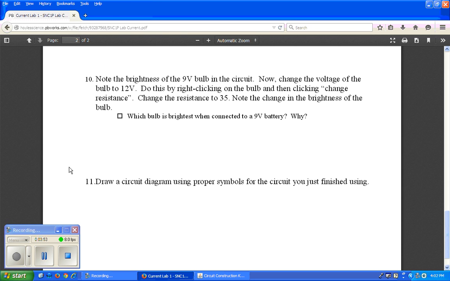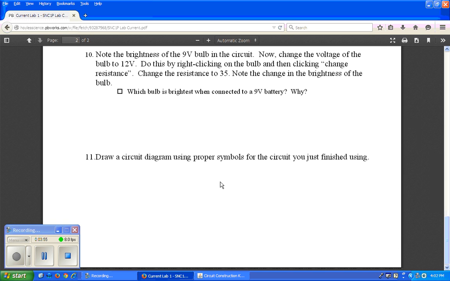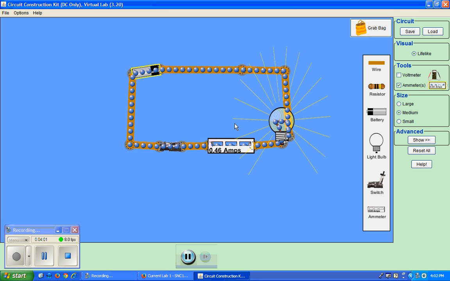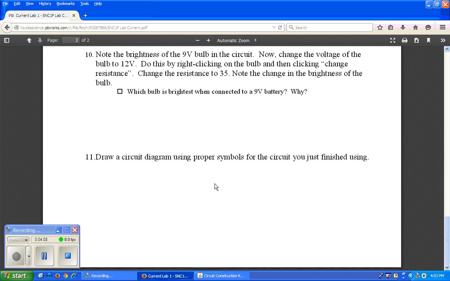Now in step 11 here, you have to draw a circuit diagram using the proper symbols. You're going to have to refer to your notes in order to do that. Basically take what you see here and draw a circuit diagram for it in the space that's provided for you on your handout. Okay?